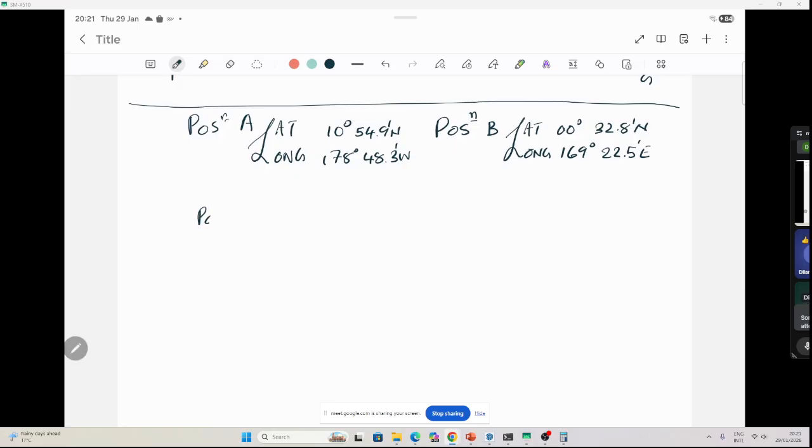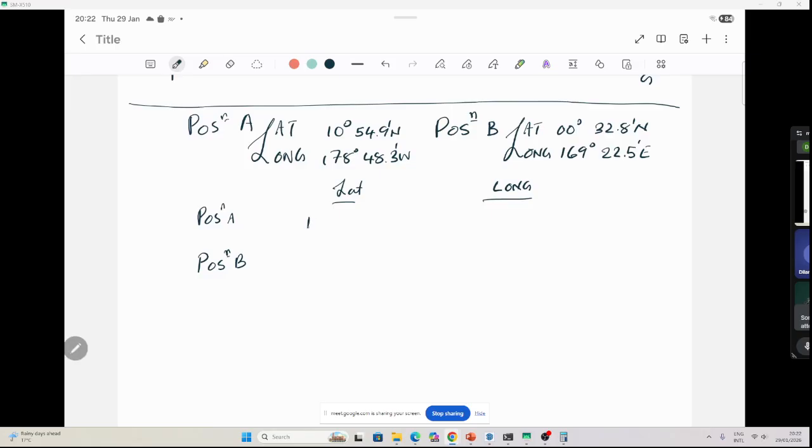Okay. So position A, position B, latitude. If you write in this fashion in your exam paper, anybody can easily identify what you have done. So I suggest you follow the standard that I have given to you. But if you have your own standard, you can use that as well.